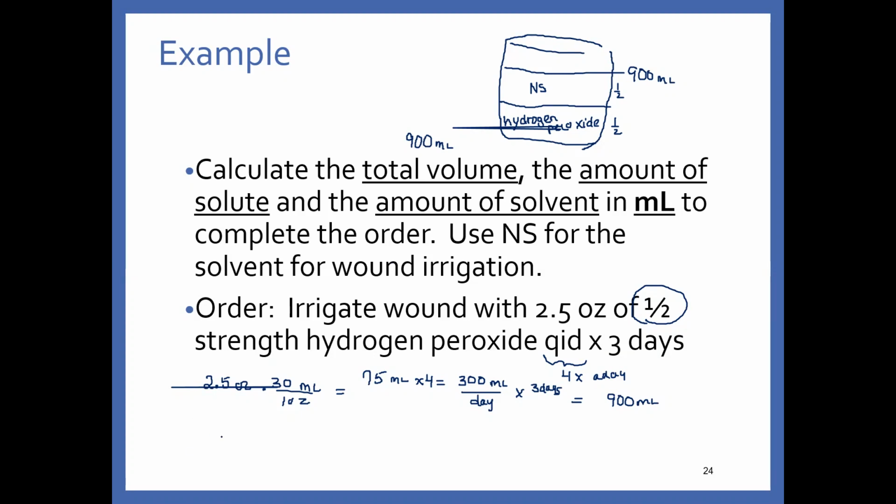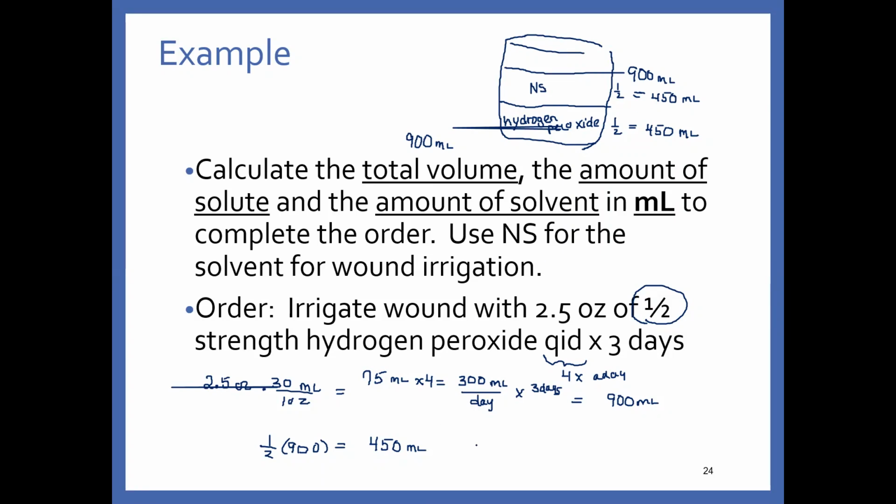So to figure out the milliliters for that, I simply take 1/2 times the 900, and that will give me 450 milliliters. And so the hydrogen peroxide will be 450 milliliters. So I will fill this to the 450 milliliter line, and then the normal saline will also be 450 milliliters. And so that I will take it from the 450 the whole way up to 900.